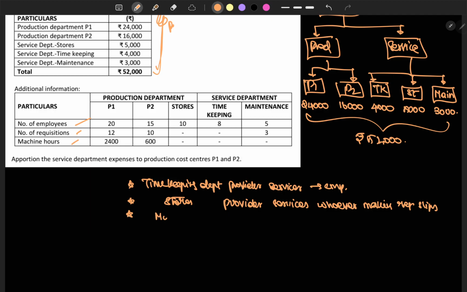Third, the maintenance department provides services to P1 and P2 based on machine hours, because you can understand that machines are only available in the production departments, right? The maintenance department's work can only be done when repairs occur in the machinery. So obviously, based on the machine hours run, there will be repair and maintenance. So they are split like that. Okay, this is our understanding.